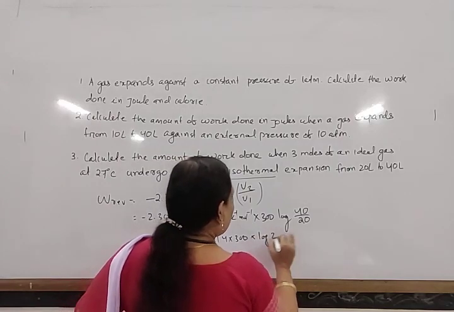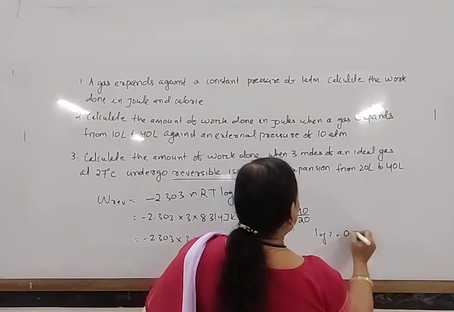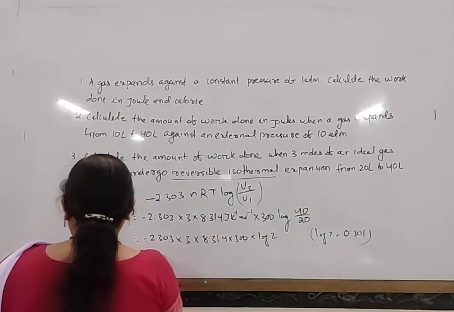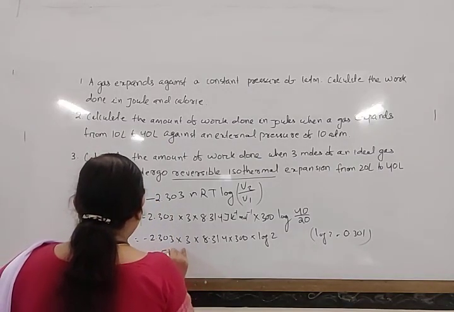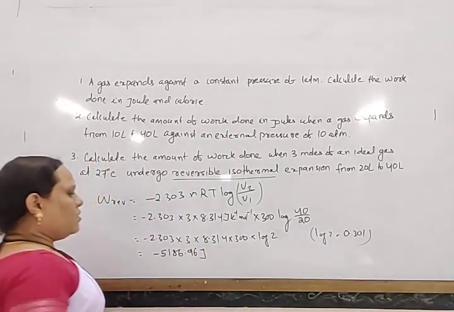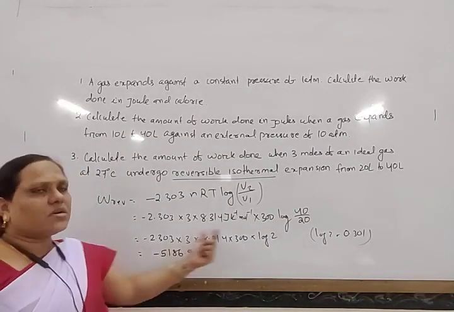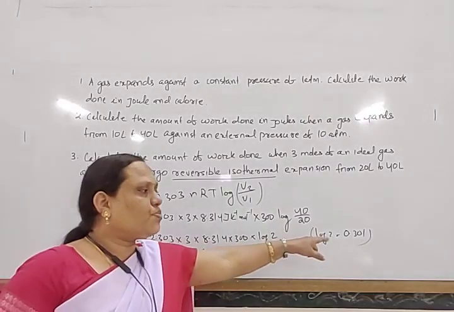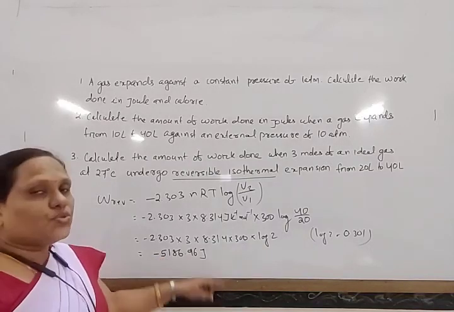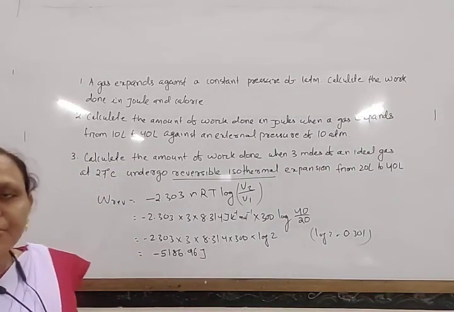Log 2 has value 0.301. So substitute this value and we will get the answer minus 5186.96 joule. Just multiply and put the value of log 2, 0.301, and you will get the answer minus 5186.96 joule. So this is how to solve this type of problem.